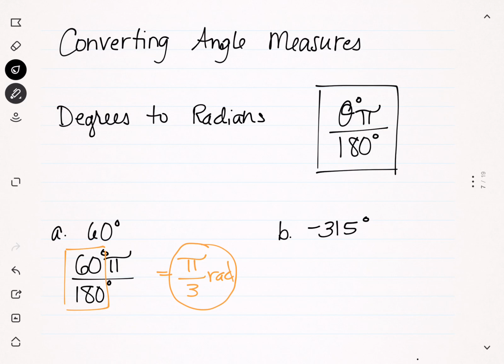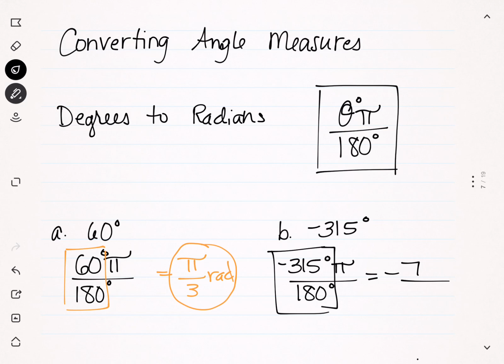Okay, let's try converting negative 315 degrees to radians. I would take my angle measure, negative 315 degrees, times pi divided by 180 degrees. I'm really just reducing this fraction, negative 315 over 180, and 45 can go into negative 315 7 times, so negative 7, and it can go into 180 4 times. So we're going to have negative 7 pi over 4 radians. And that would be our final answer there.